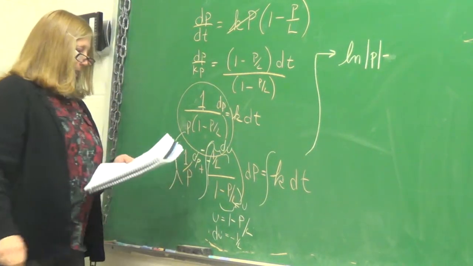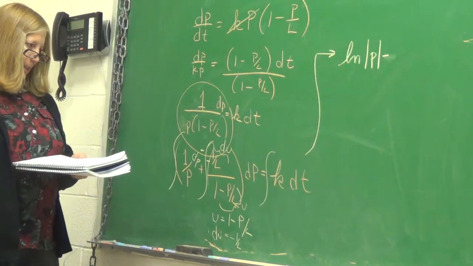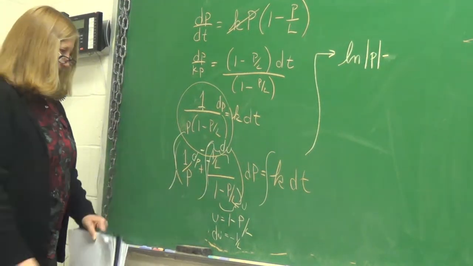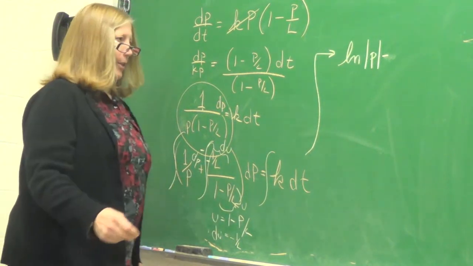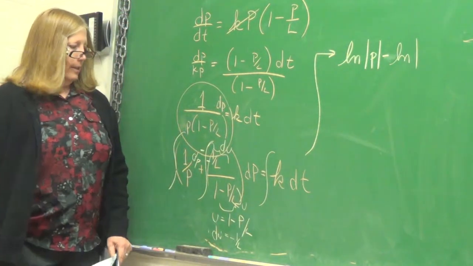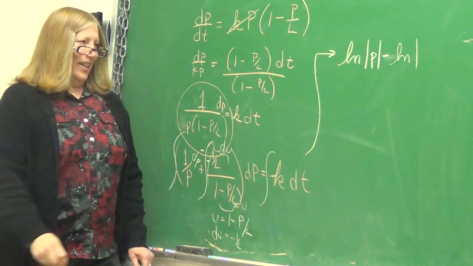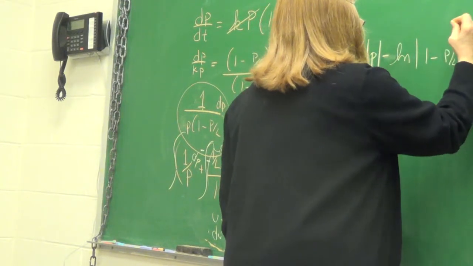Now that we fixed it with the negative sign, what is the derivative of that? I mean the integral of that. We've got a u. Oh, ln of u. ln of u, and u in this case is ln of 1 minus p over L. Very good. Are you tracking? It's really not that bad.